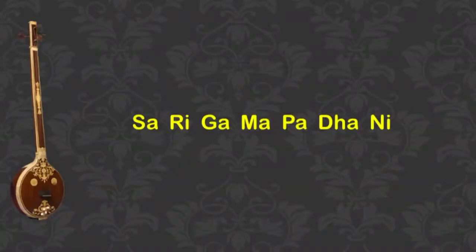Now, as I said, we have seven notes, sapta swara. Sarigama pada ni. These are the seven notes, we can say. And this particular set of notes is called the major scale in Western music, and it is also a very important scale in Hindustani music as well as in Carnatic music. In fact, in Carnatic music, this scale is associated with a major raga called Shankarabharanam.